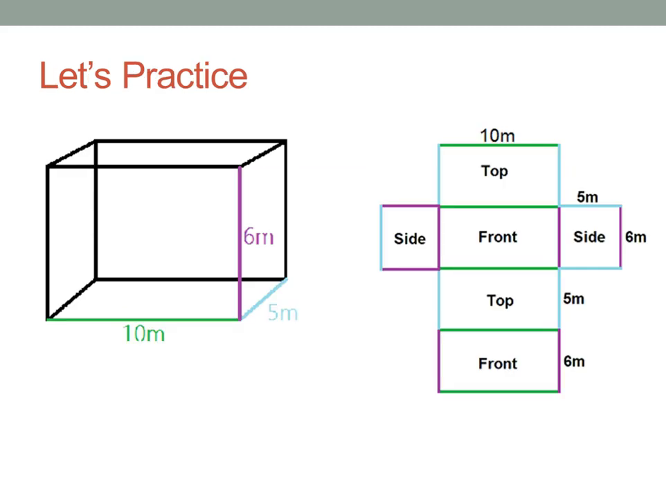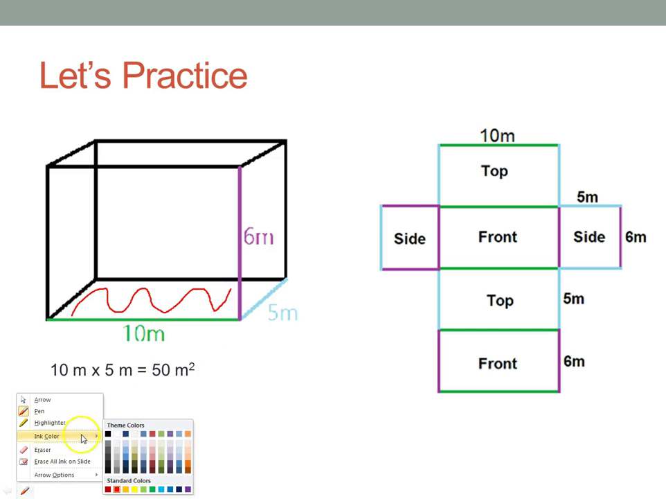So let's practice. So we have a rectangular prism here. I'm going to get a pen going, and let's look at all the sides. Let's look at all the faces. I have 10 by 5 meters. That's the bottom right here. Think about 10 by 5. That's one of my faces. That's 50 meters squared.